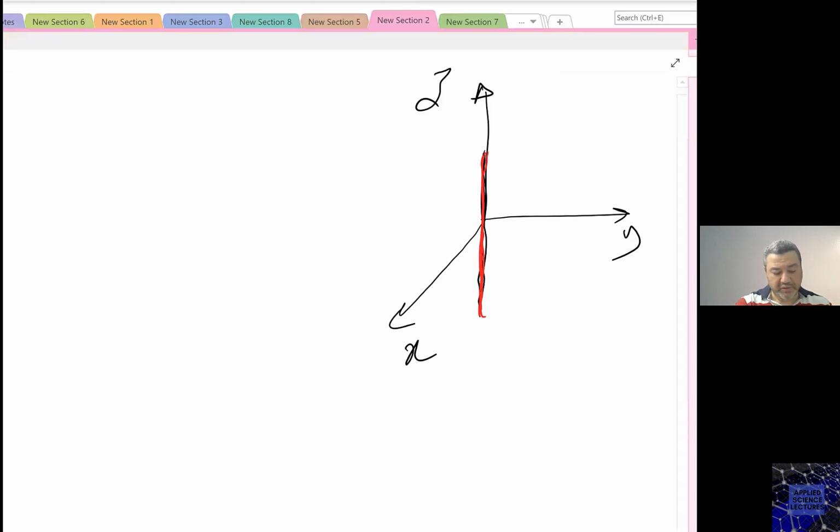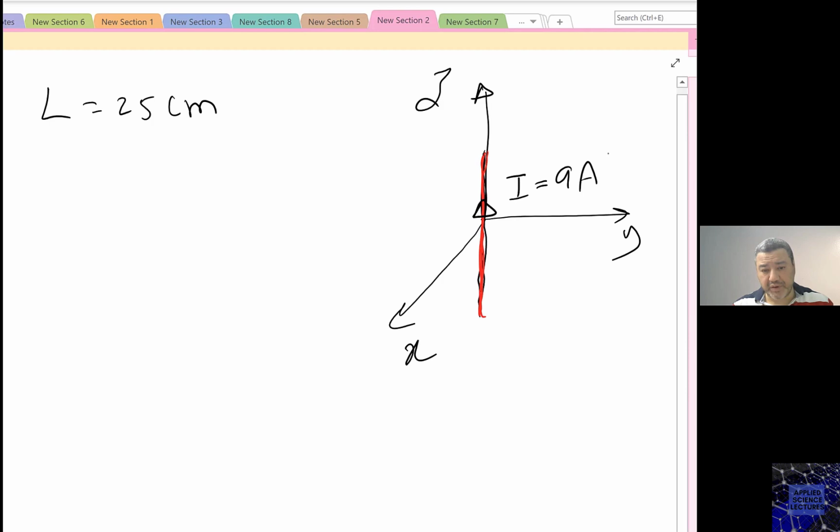Where L is 25 centimeters and carries a current of 9 ampere in the positive Z direction. So the direction of the current is up, 9 ampere.